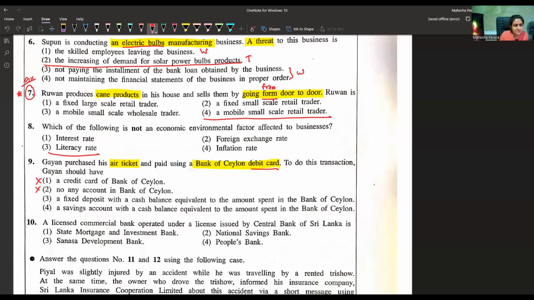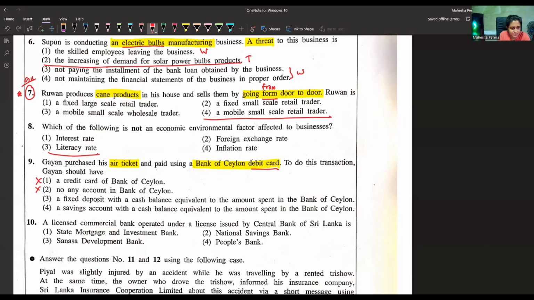A fixed deposit with a cash balance. When we read this answer, but you have to read in full in the exam. I'm not reading it now because a fixed deposit does not have a debit card. But never read only half, ever.